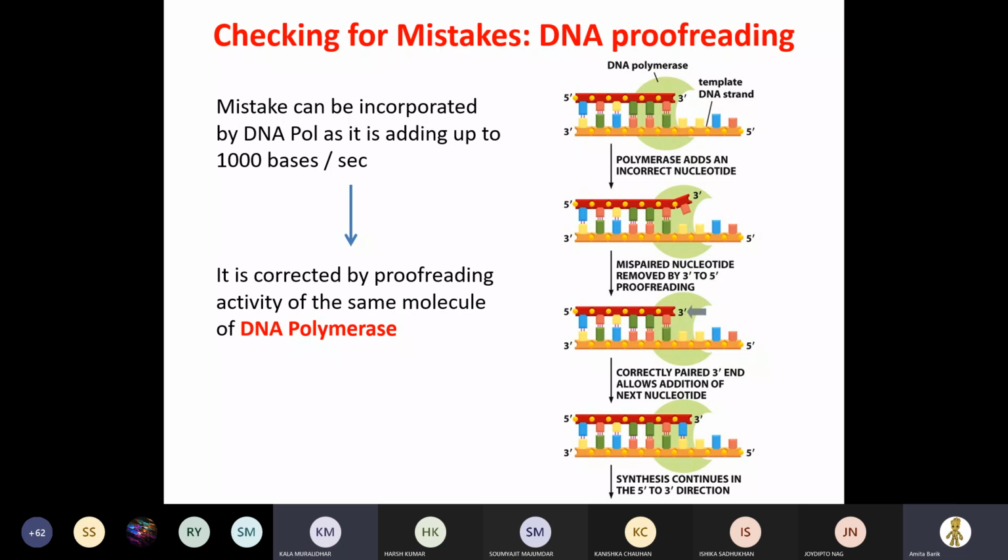So it might happen that it ends up adding some wrong nucleotide as well. Okay, so what does DNA have? DNA has this proofreading mechanism with the help of the same enzyme, DNA polymerase. So DNA polymerase is a very, very vital enzyme. It goes for the DNA proofreading and looks for mistakes. If any wrong nucleotide comes up by mistake, it checks that and changes that part. Okay, DNA polymerase.